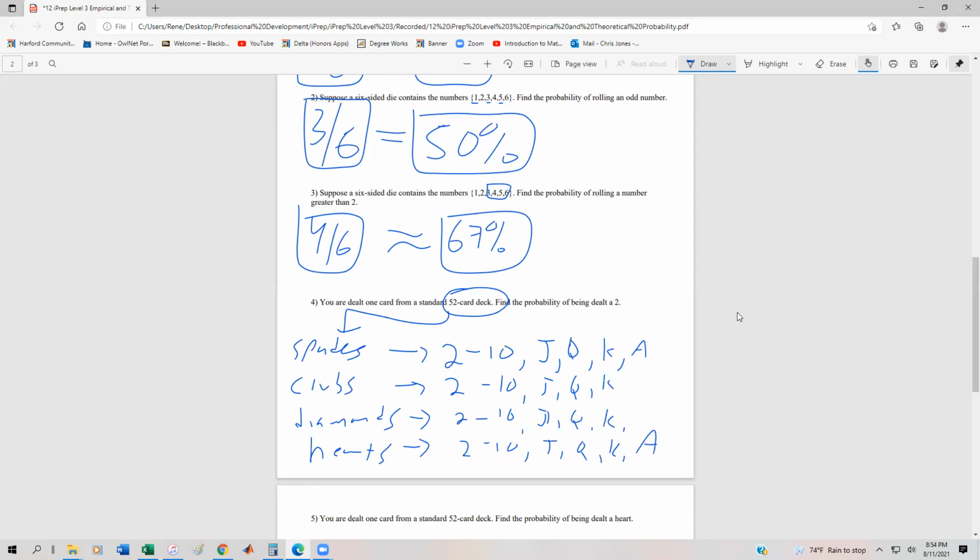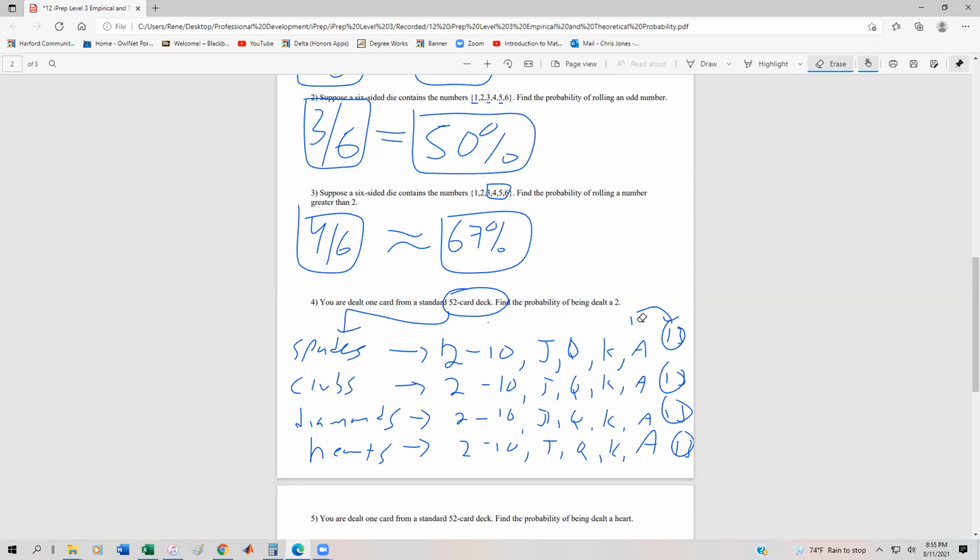So there are 52 possible cards: 13 spades, 13 clubs, 13 diamonds, and 13 hearts. That's 2 through 10, which is 9 numbers, and then 1, 1, 1, 1 for the jack, queen, king, and ace. That's how we get to 13. This chart might be helpful whenever you're given these types of card problems.